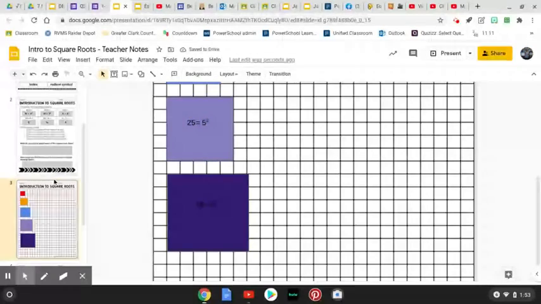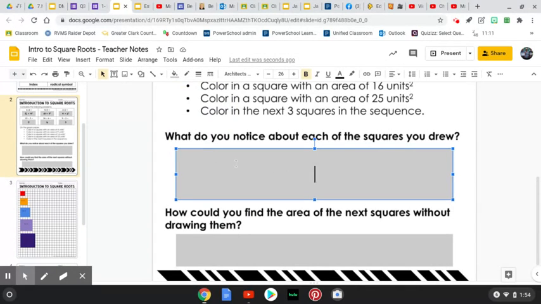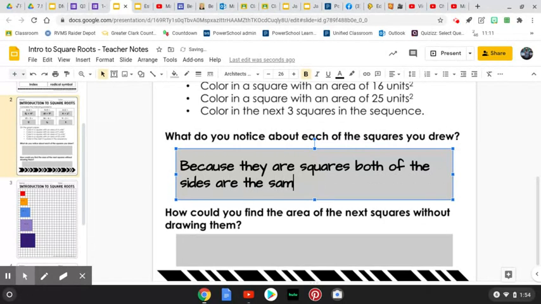Okay, it asks you to do 3 more, but I'm going to encourage you guys to do those on your own. The answers will be there, but do not worry about typing these inside. It's just additional information. What do you notice about each of the squares that you drew? Well, they were the same. Because they are squares, both of the sides are the same length.